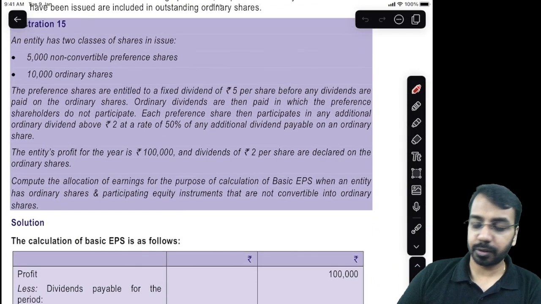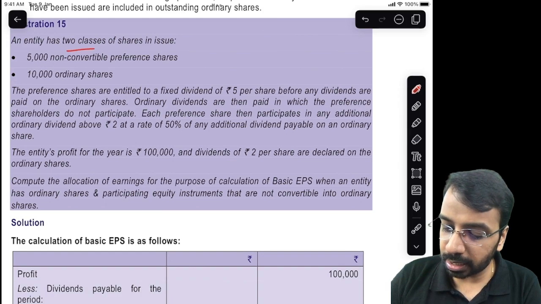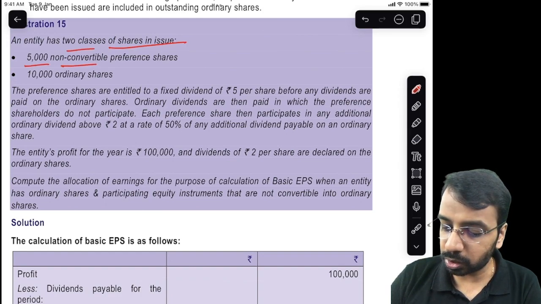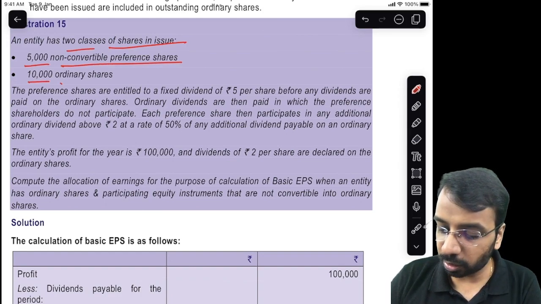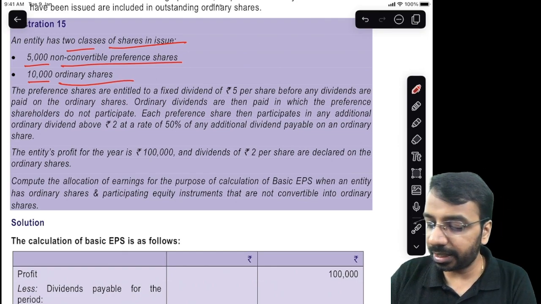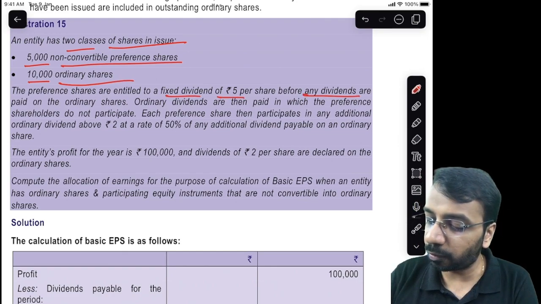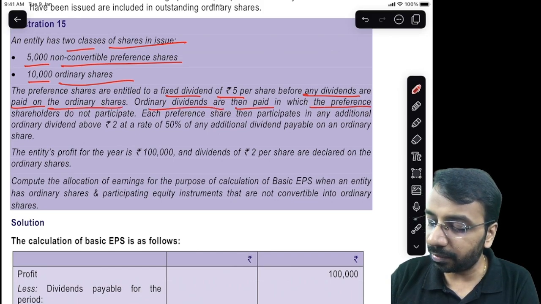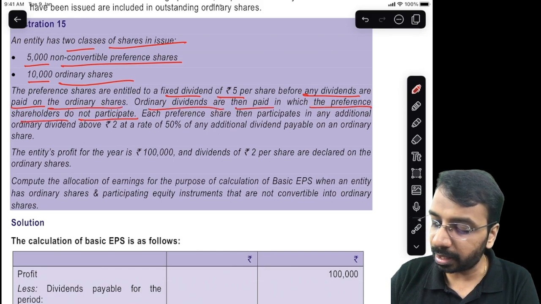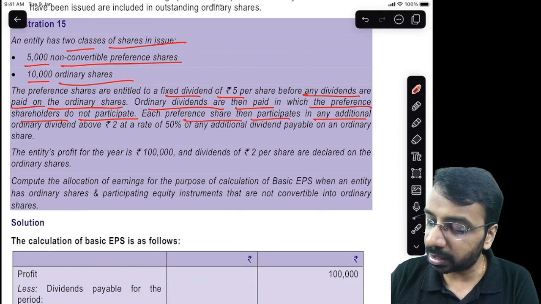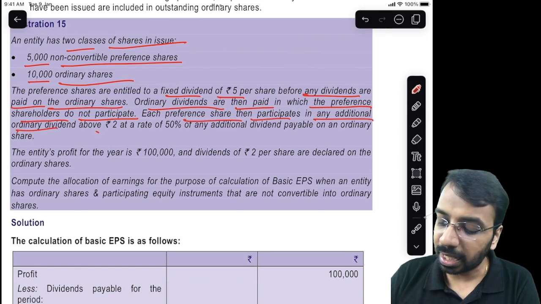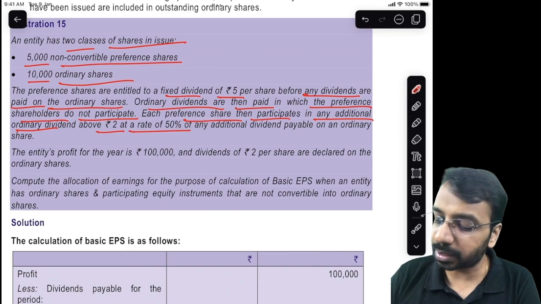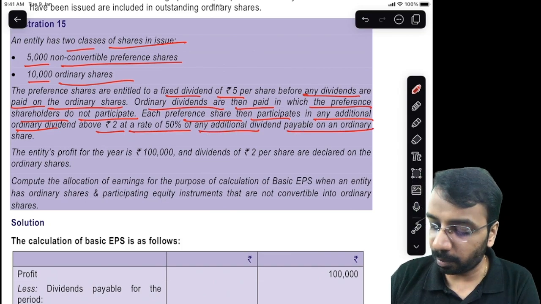On two class shares, the entity has two classes of shares in issue: 5,000 non-convertible preference shares and 10,000 ordinary shares. Preference shares are entitled to a fixed dividend of 5 per share before any dividends are paid on the ordinary shares. Ordinary dividends are then paid, in which the preference shareholders do not participate. Each preference share then participates in any additional ordinary dividend above 2 at the rate of 50% of any additional dividend payable on an ordinary share.